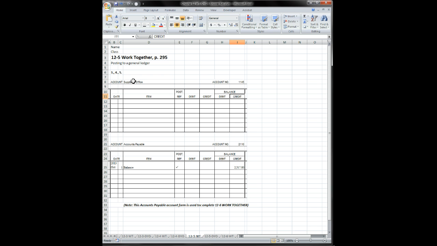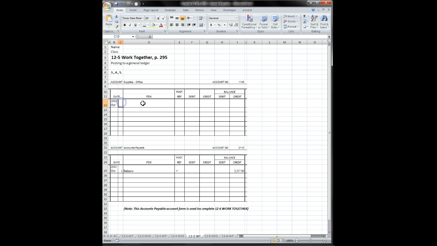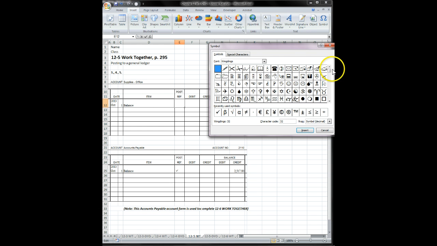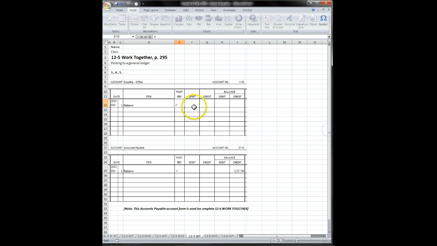It's 1145, so we want to put our date in here, 2013, October. It's the 1st. We're going to write the word balance. We're going to insert a check mark, and I could go copy one from somewhere else in my file. And our balance is going to be a debit of $3,824.